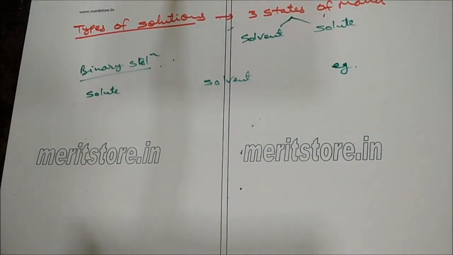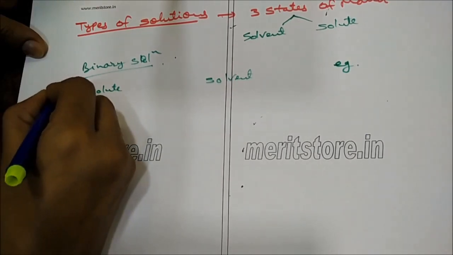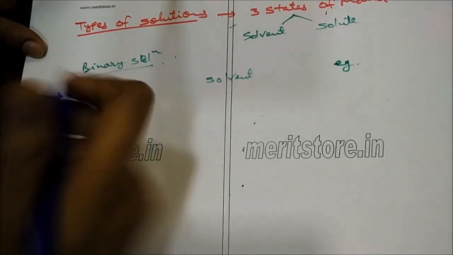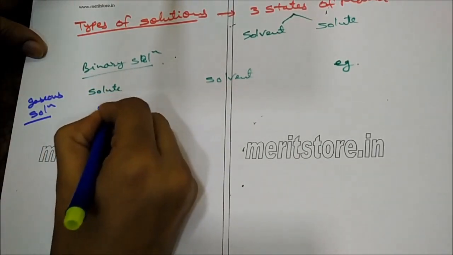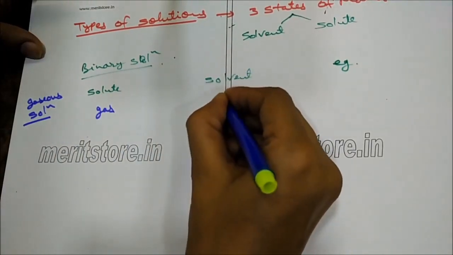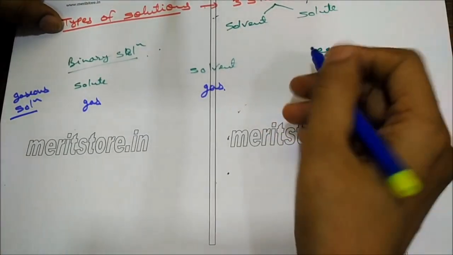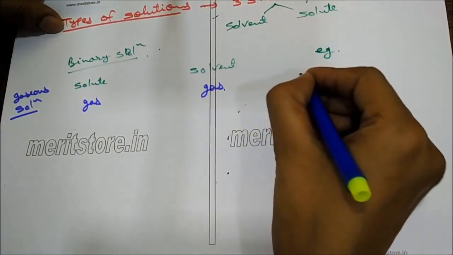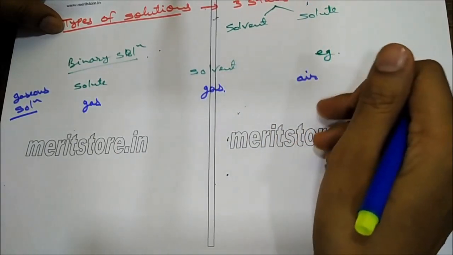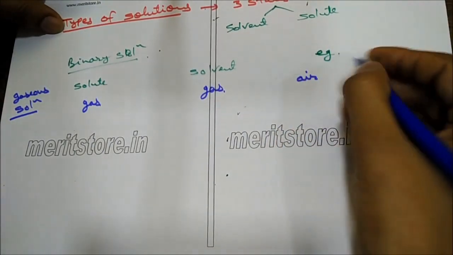First we'll study gaseous solutions. If we are taking solute, a gas, or a gas is taken as a solute, and if the solvent is also a gas, we can take example of air. In air, different types of gases are mixed. In air, the solute is gas and the solvent is also a gas, or mixture of gases.